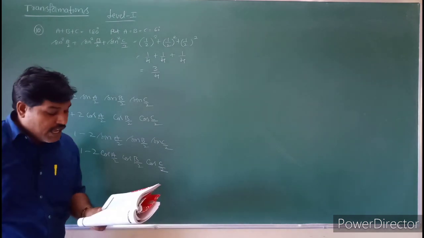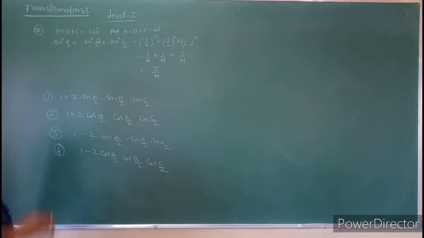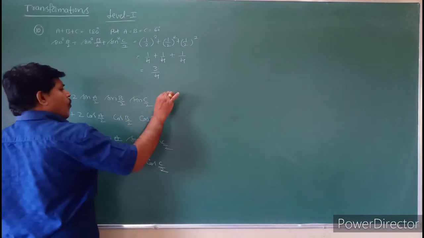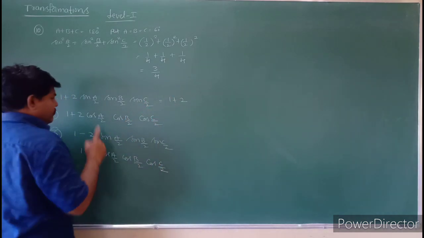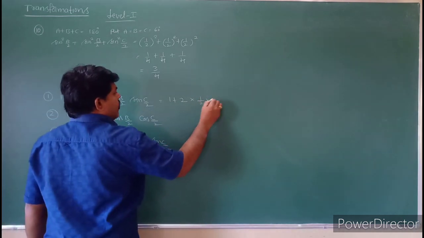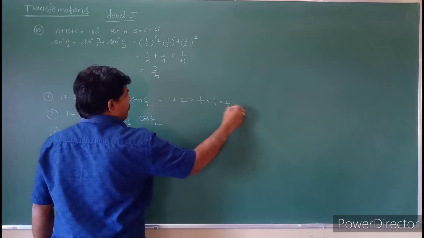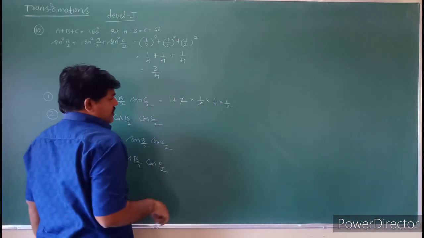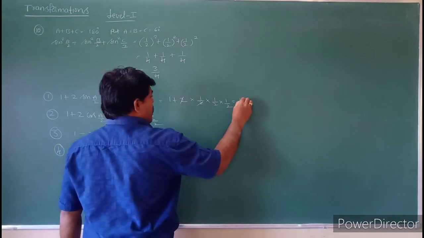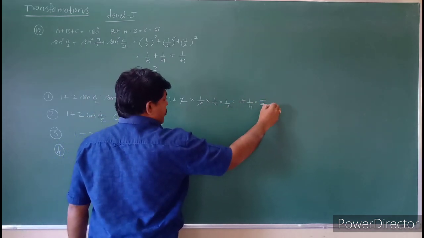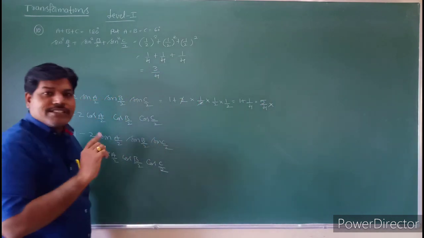We will verify this in the options. So see the first one: 1 plus 2 into sine 30, sine 30, sine 30. So 1 by 2 into 1 by 2 into 1 by 2. Cancel that value, students. It will become 1 plus 1 by 4. It is 5 by 4. But the answer is 3 by 4, so it is not the option.